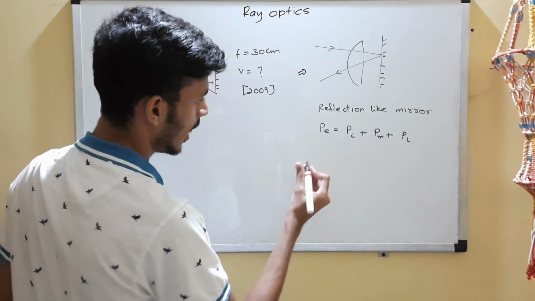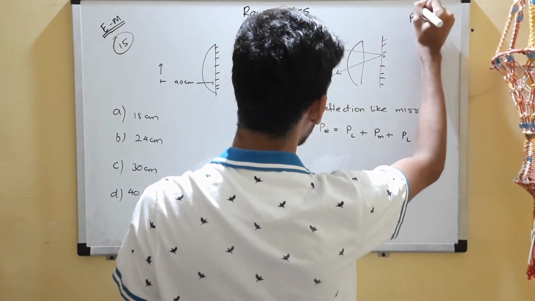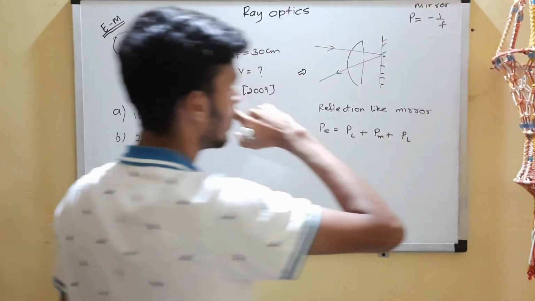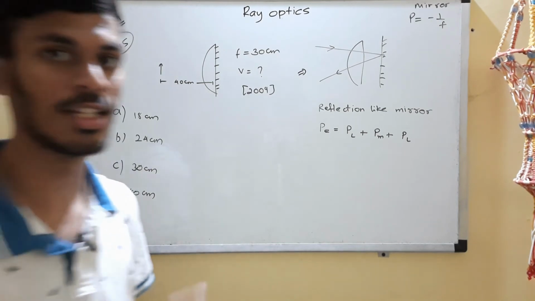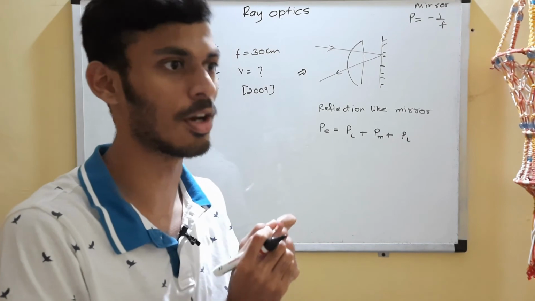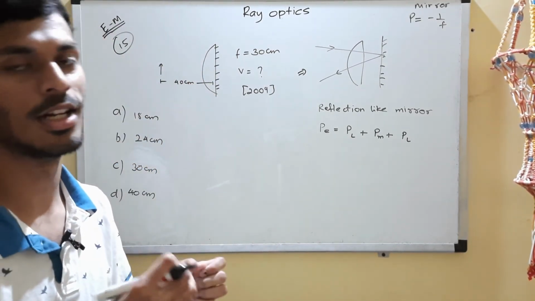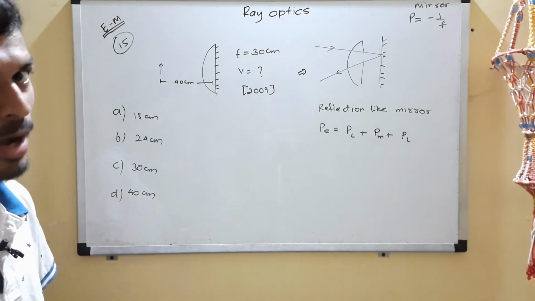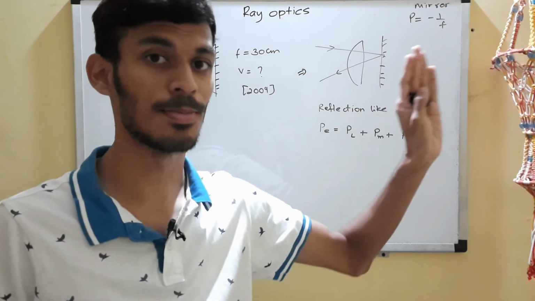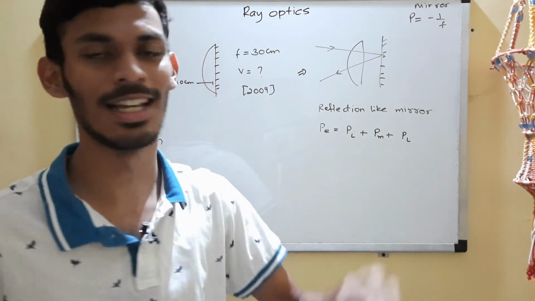Now you can write it in terms of focal length. Remember one thing, the power of a mirror is given as minus 1 by f, just because we have to maintain the sign convention that for a converging mirror it should be positive, and for a diverging mirror it should be negative. So directly remember that the power for a mirror is minus 1 by f, and for a lens it's just 1 by f.